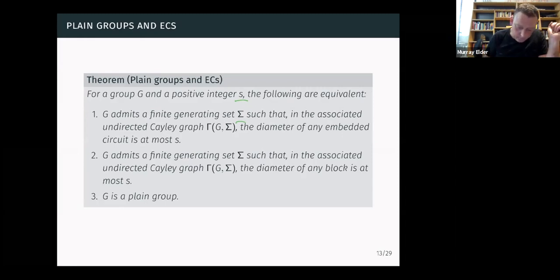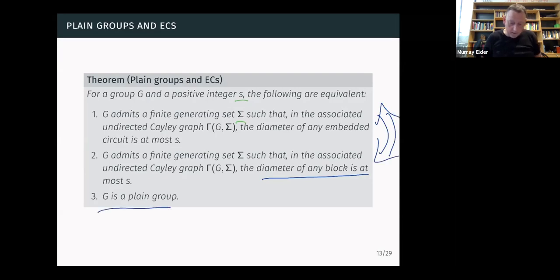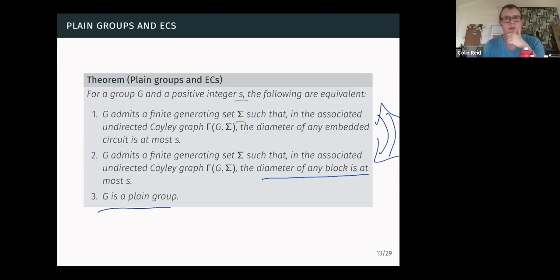The second one is that G admits probably the same choice of finite generating set, so that in this graph, the diameter of any block is at most s. So actually, we've already seen that any two vertices lie in the same block if and only if they lie on some embedded circuit. So the diameter of the circuit will be, in the worst case, the same as the diameter of the block. So those two we've already seen. And the third one is that G is a plane group. So does anyone want to predict the proof of this one? What about finite groups?